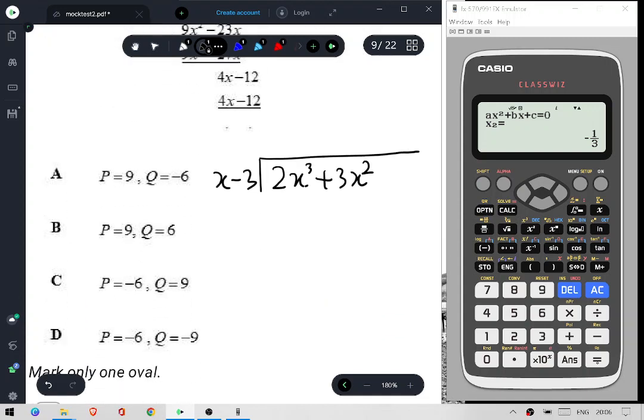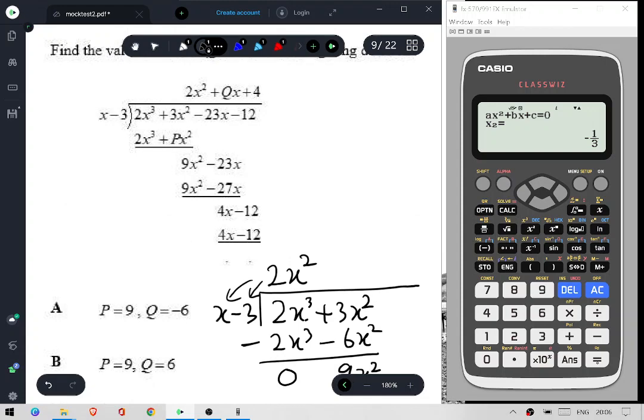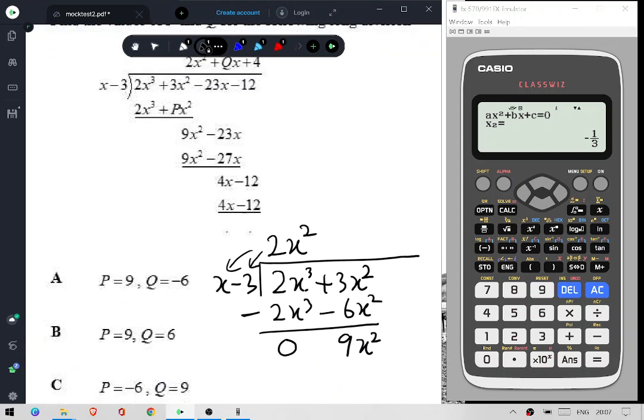Okay, let's see. To get rid of 2x cubed, we have to multiply by 2x squared. Multiply by x, kita dapat 2x cubed. Multiply by minus 3, we get minus 6x squared. Okay, so minus, we have 0, minus, we have 9x squared. Okay, now 9x squared.